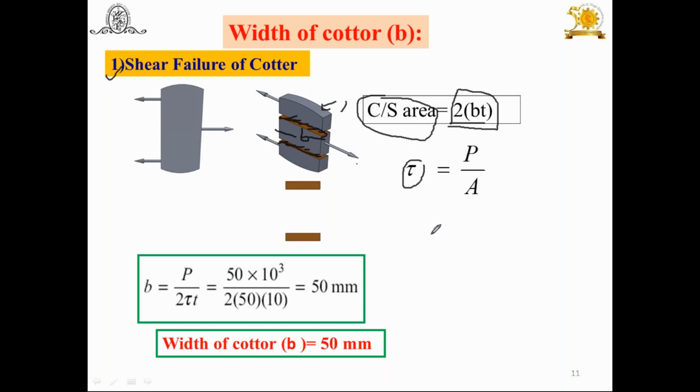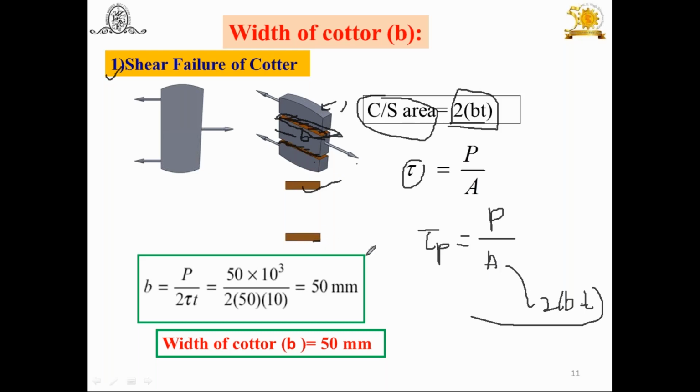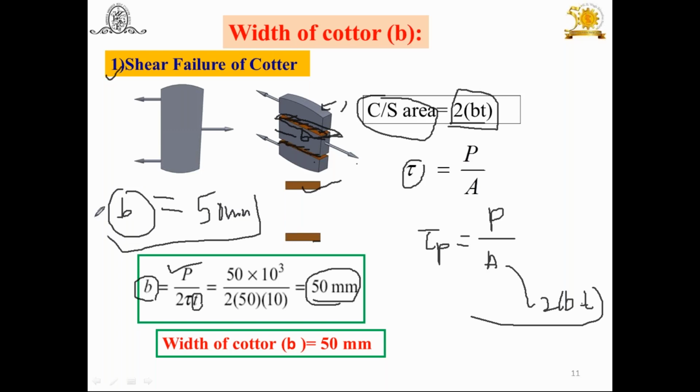Therefore, the shear stress in the quarter, tau permissible for a quarter, is equal to P upon area. And what is this area? 2 times B into T. Why 2 times? Because there is shear failure of the quarter in two places, this area B into T and this area B into T. This you have to consider. After substituting P is equal to 50 kilonewton, tau, and T is equal to 10 mm, already calculated from 0.31 times D, what will you get for B? You will get B is equal to 50. According to this, against shear, B is equal to 50.